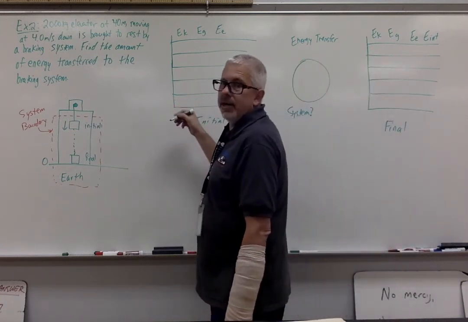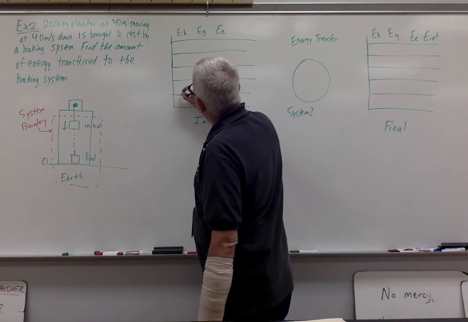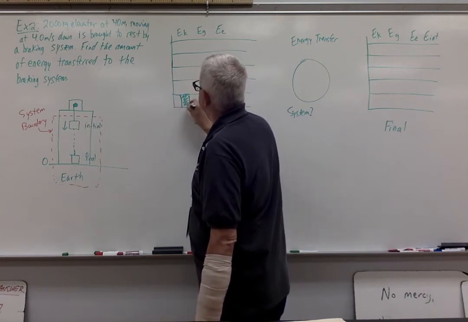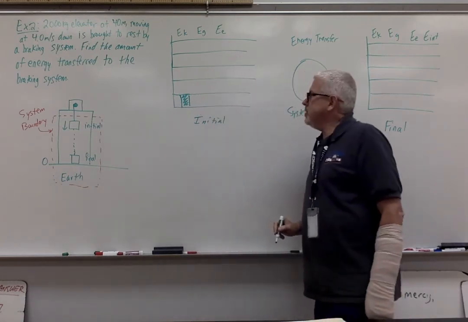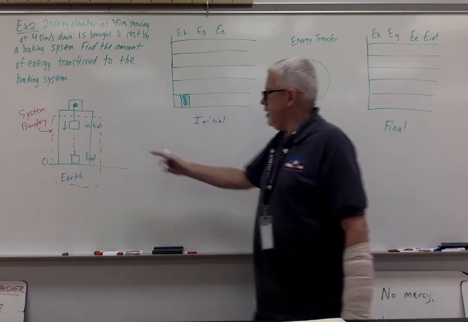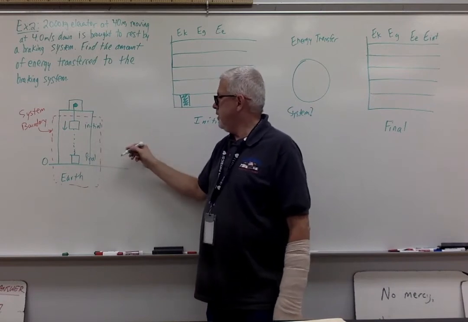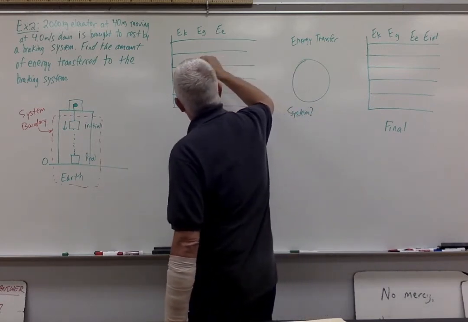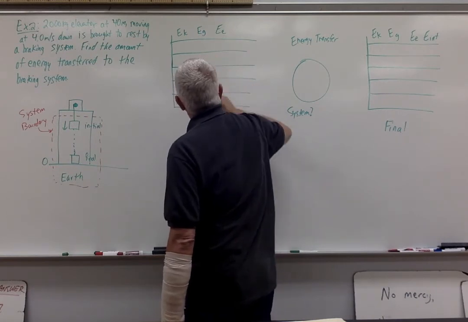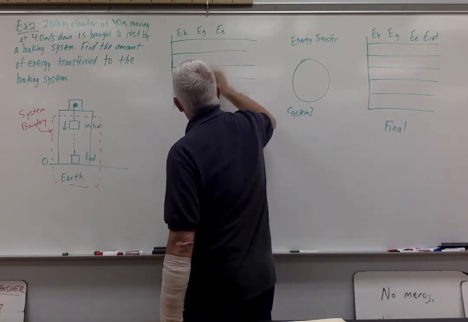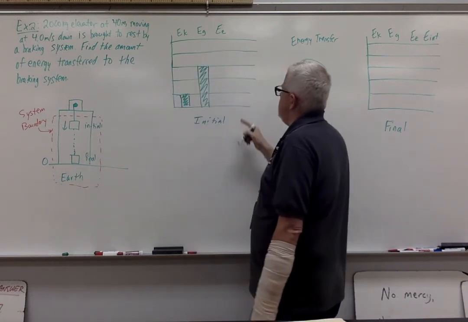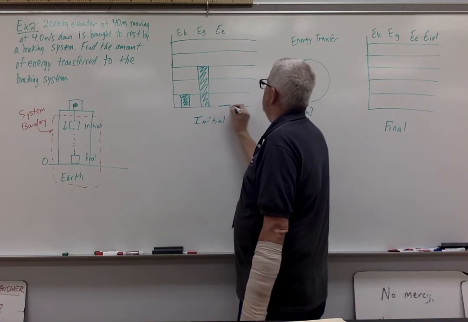I've got some kinetic energy, so I'm going to draw that as, say, 1 bar. It doesn't seem like it's moving very fast, but I don't know exactly how much it has. Is it elevated? It is elevated quite a bit. This is actually at 40 meters, so I'm going to say it's got 3 bars of gravitational potential energy. There's no spring, nothing stretched or compressed, so that would be zero.